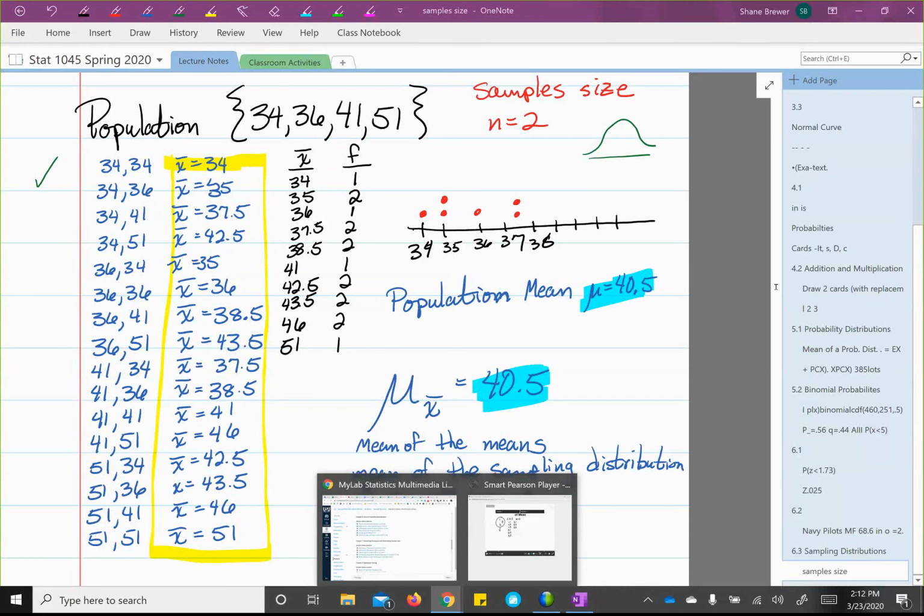All of the MyStatLab due dates are by midnight, even the tests. Okay. But I think that's the first one, and then you have those tests and things on Friday.